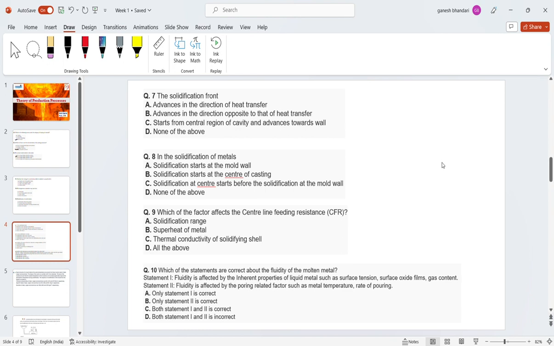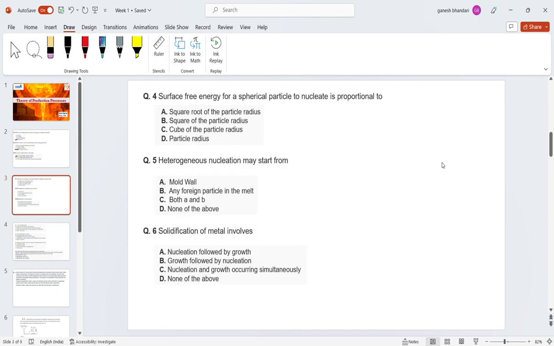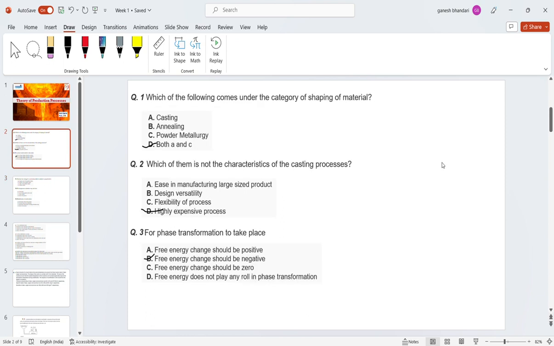Okay, so now let's move to question number 8. The question is: in the solidification of metals, solidification starts at the mold wall. I think it is repeated. The solidification starts at the center of cast. I think this question has already been covered, no? Is it?